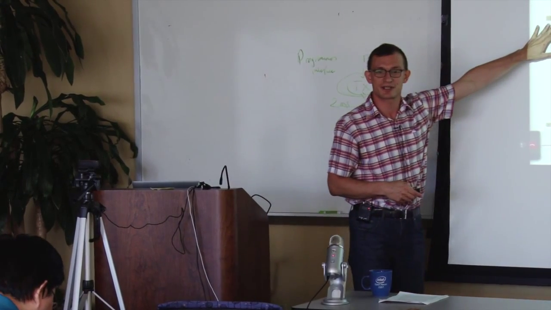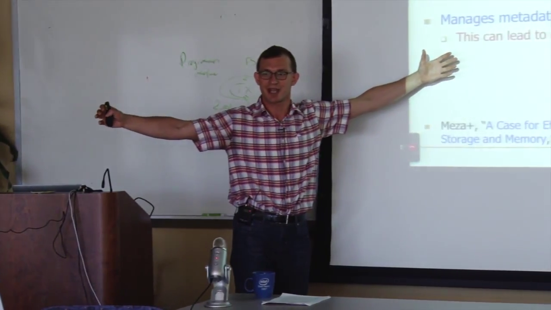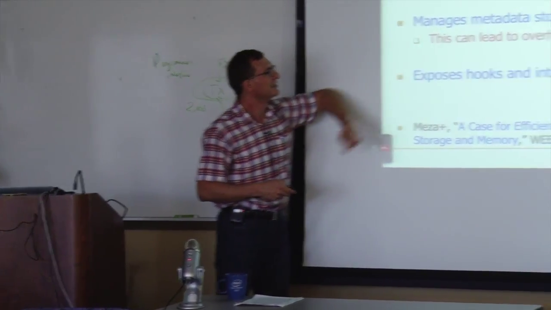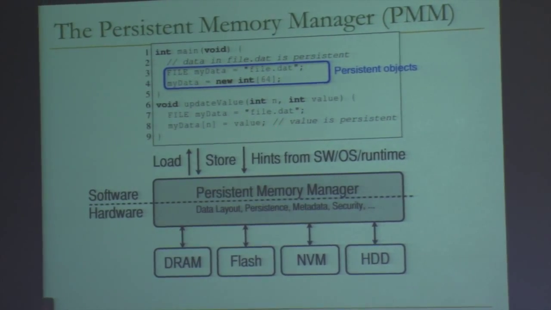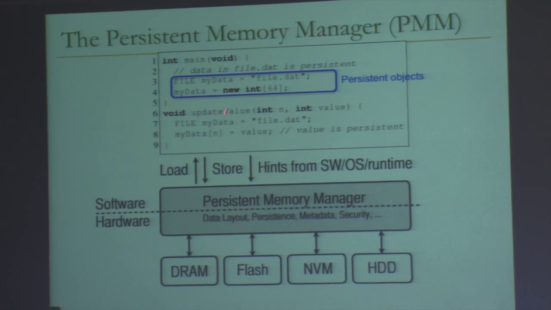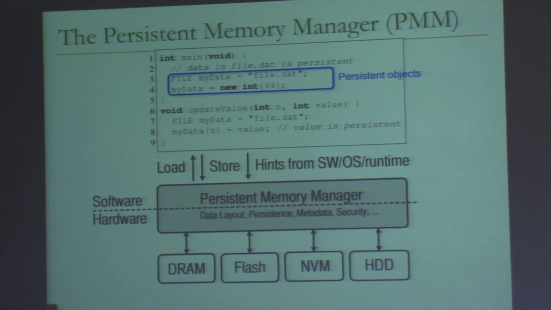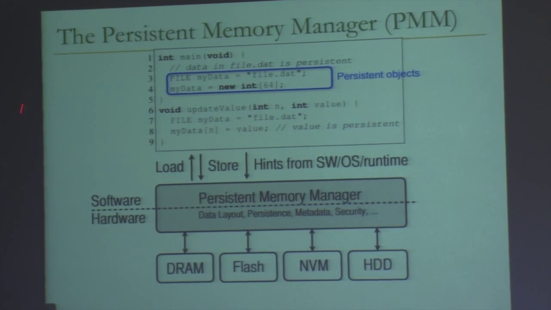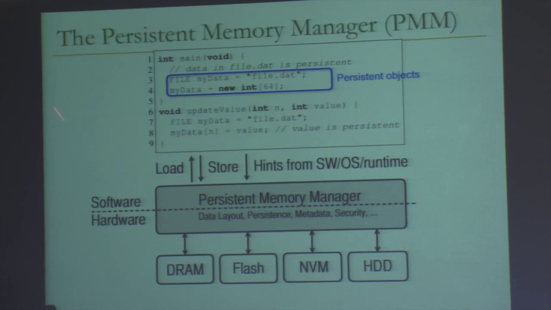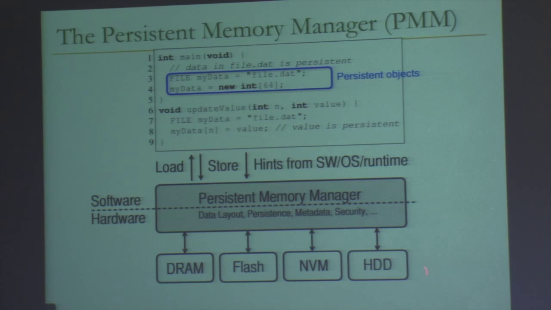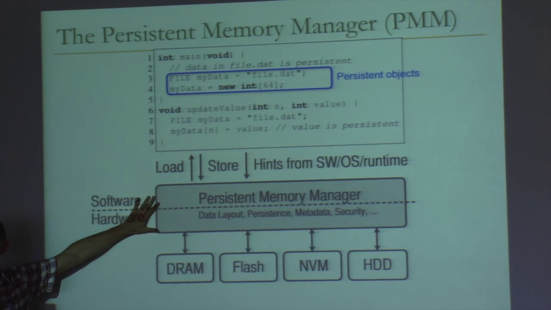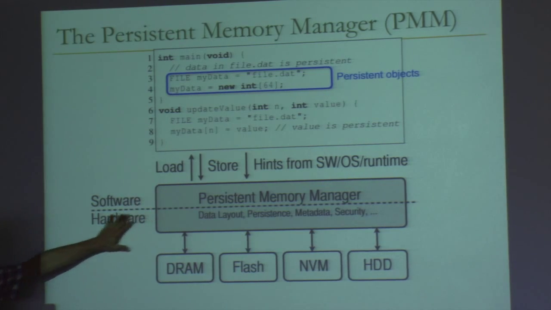It needs to manage metadata storage and retrieval. What if you have a huge file system, right? How do you keep track of information related to that? And to expose hooks and interface to the system software. So this is one example. This assumes a different programming model, and this is in the paper. But you do not necessarily need to have this programming model. As I said, you can have a file system interface that gets translated to loads and stores through a separate path here. But basically, you have this persistent memory manager that manages a heterogeneous array of devices. It definitely needs to have hardware support. If virtual memory today has hardware support, this has to have hardware support, right? There's no way you can build this really efficiently without hardware support if your memory is 50 nanoseconds.